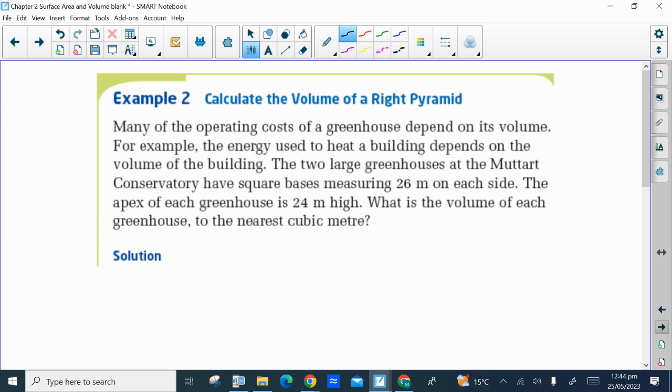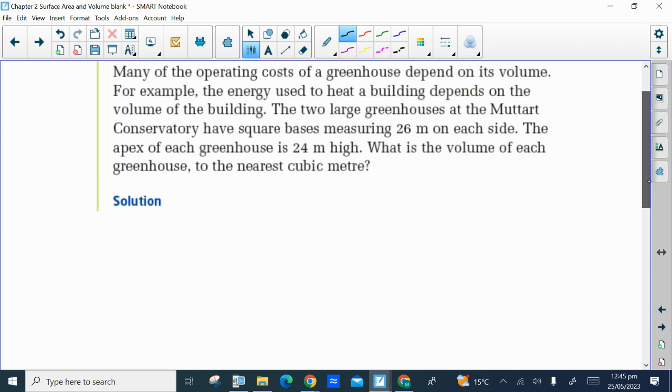Many of the operating costs of a greenhouse depend on its volume. For example, the energy used to heat a building depends on the volume of the building. Two large greenhouses at the Muttart Conservatory, that's in Edmonton, down in the river valley. You can go see them. They are greenhouses. You can walk in. They have square bases measuring 26 meters on each side, and the apex, which is the height, is 24 meters. What is the volume to the nearest cubic meter?